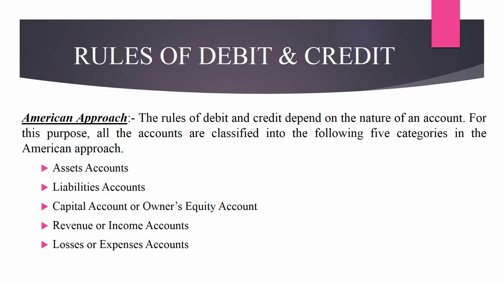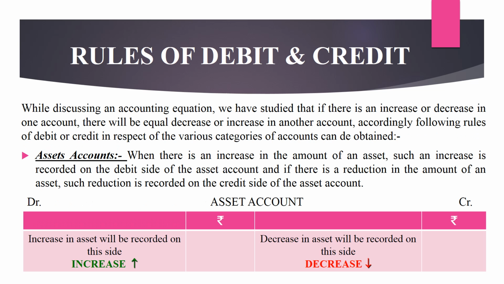So on the basis of American approach, now we are going to discuss what are the various rules of debit and credit of the following 5 accounts. Okay, now while discussing the accounting equation, we have studied that if there is an increase or decrease in one account, there will be equal decrease or increase in another account. Accordingly, the following rules of debit and credit in respect of the various categories of accounts can be obtained.